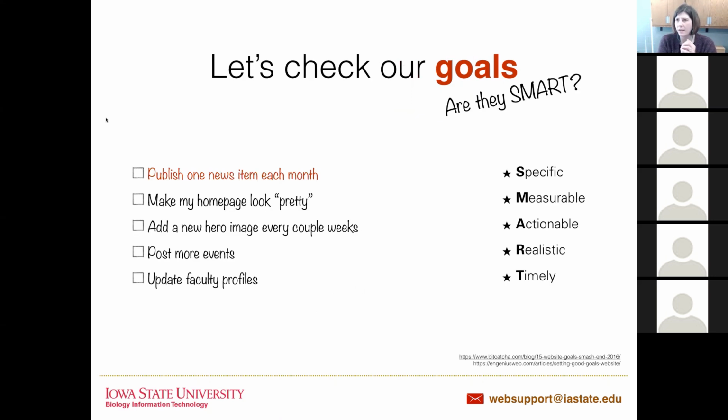So let's start walking through our list. The first item on the list is publish one news item each month. So when looking at this goal, is it specific? It seems pretty specific. Let's check it out. Is it measurable? Can I measure if I post a news item every month? Yes, I can actually see, did I post a news item every month?